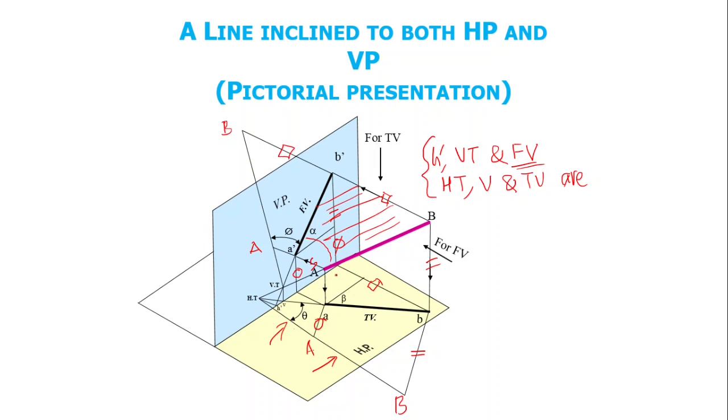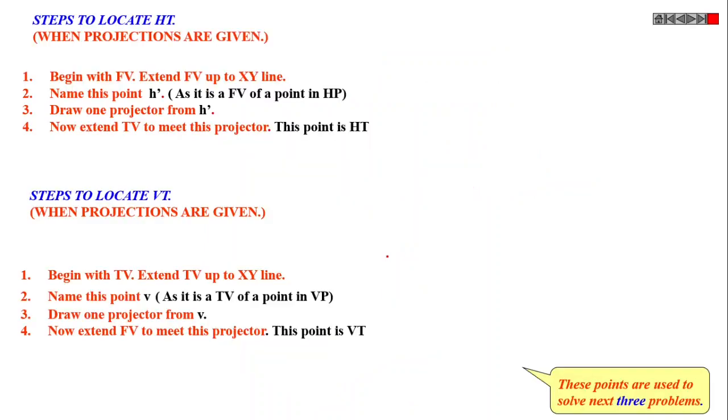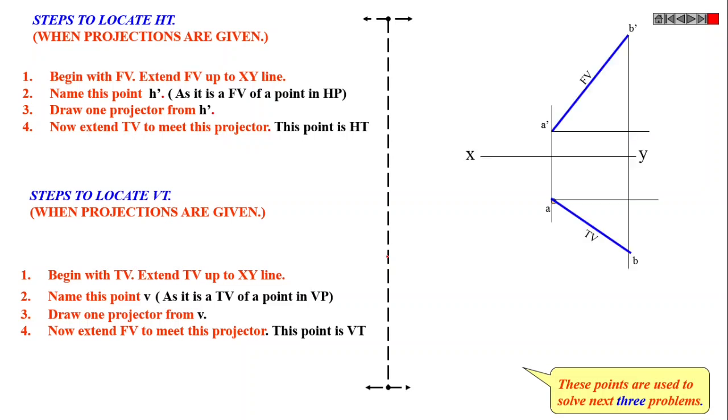This is the pictorial representation of the trapezoidal method and different traces. Then steps to locate horizontal trace. Here front view and top view are given in this particular question.